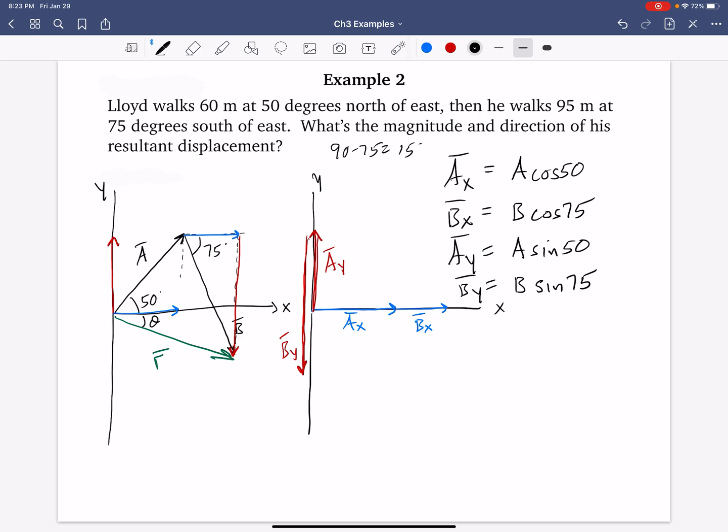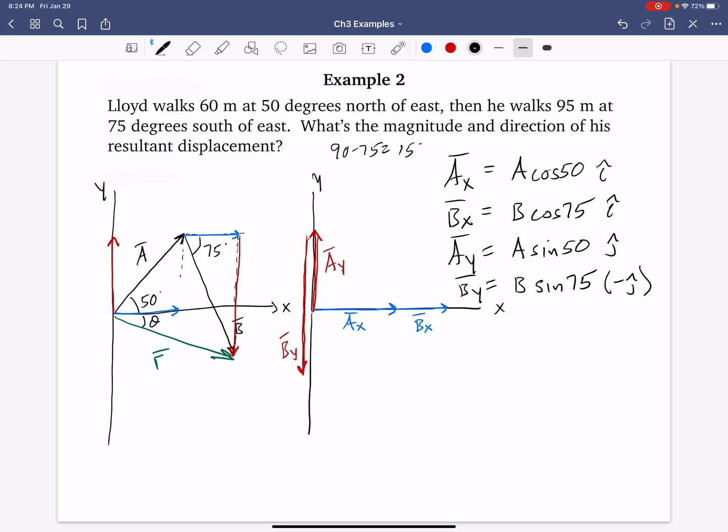Now, let's make these into vectors. What I have written here are all scalars. We have to put unit vectors afterwards. So the Ax vector is going in the plus x direction, so that gets plus i hat. Bx, same thing. Ay is going up in the y, so that gets plus j hat, and now By is actually going down, right, in the negative y direction, so that gets a negative j hat.